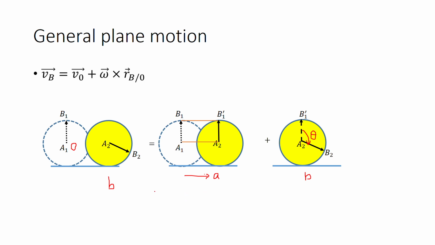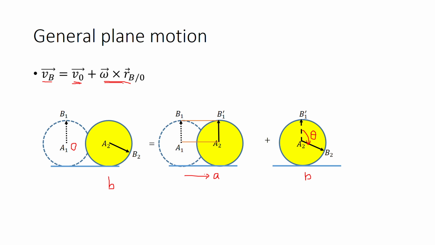Likewise, the velocity of any point B on the body can be obtained by knowing the pure translatory motion, that is VO or VA, whatever you call it, plus pure rotation about that point. That point here is either A or O. So in this case it is pure translation of the center of mass plus pure rotation about the center of mass.